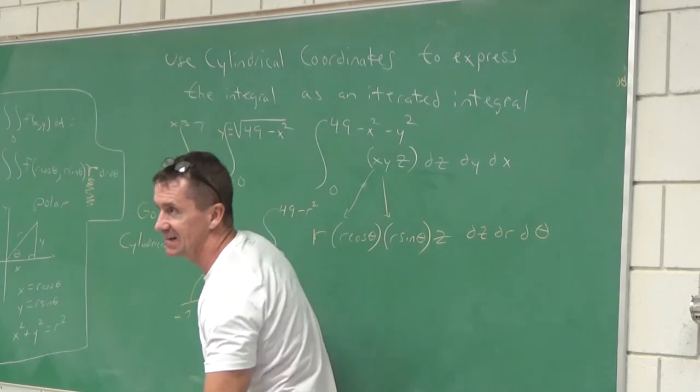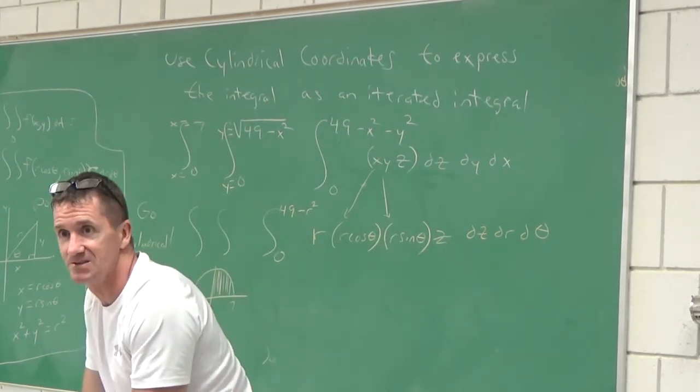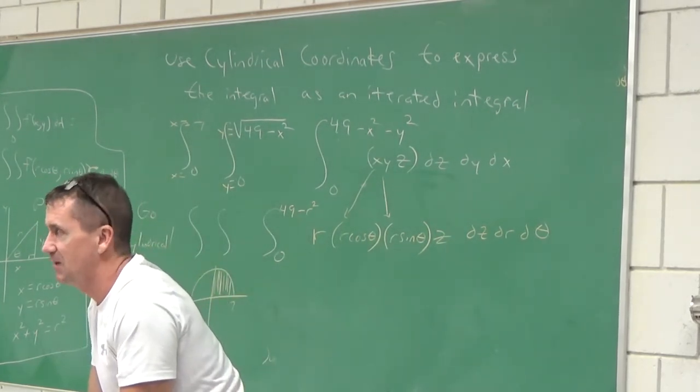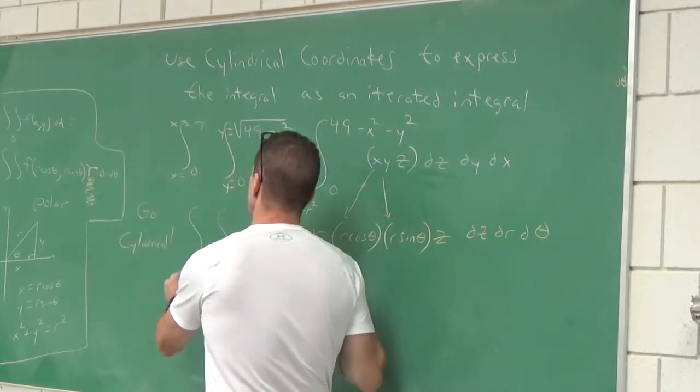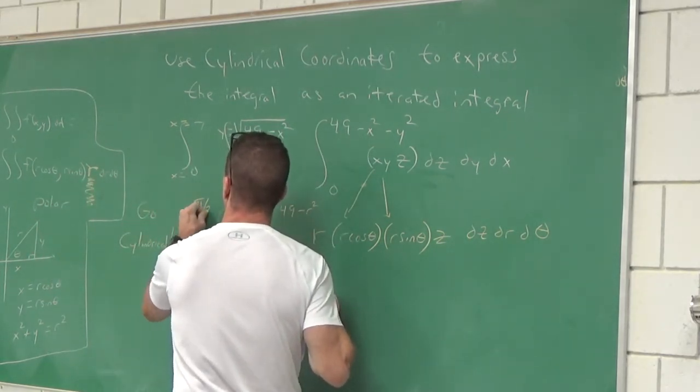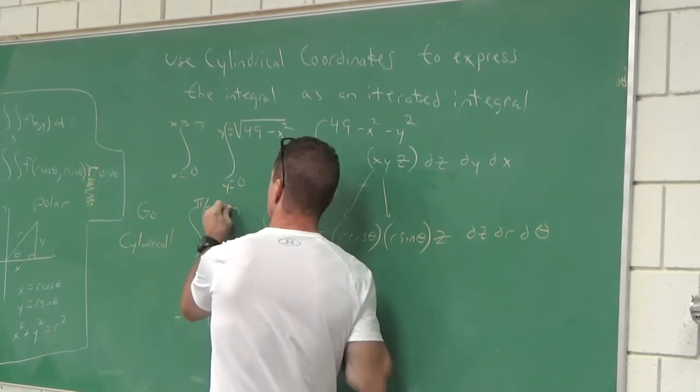There's the projection. So we have to be really careful. That's dictating theta. Theta is not 0 to 2 pi this time. What is it? 0 to pi over 2. Now I know you know what the radius is. 0 to what?